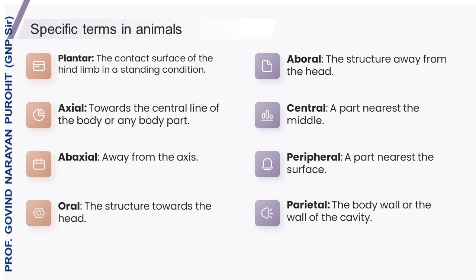10. Axial, towards the central line of the body or any body part. 11. Abaxial, away from the axis. 12. Oral, the structure towards the head. 13. Abaral, the structure away from the head. 14. Central, a part nearest the middle. 15. Peripheral, a part nearest the surface. 16. Parietal, the body wall or the wall of the cavity. 17. Visceral, the viscera or organ in the cavity. 18. Somatic, the part of the body other than viscera. Hope this makes the definitions clear.